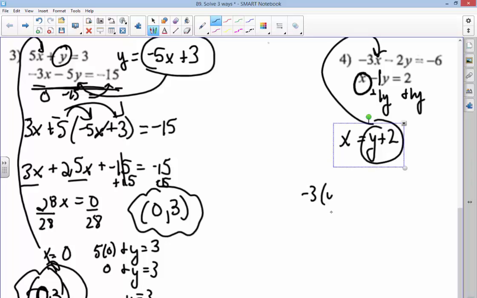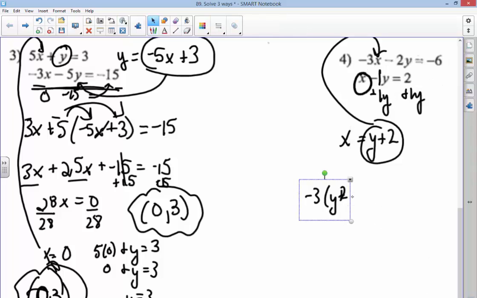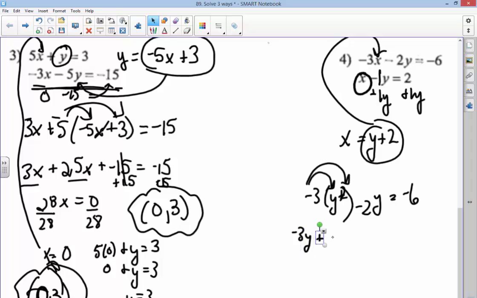Negative 3 times y plus 2 minus 2y equals negative 6. Okay, so negative 3 times y is negative 3y. Negative 3 times 2 is negative 6. I'm going to make that plus a negative instead of minus, but it doesn't matter. And then just finish writing your equation, negative 2y minus 6 from up there.